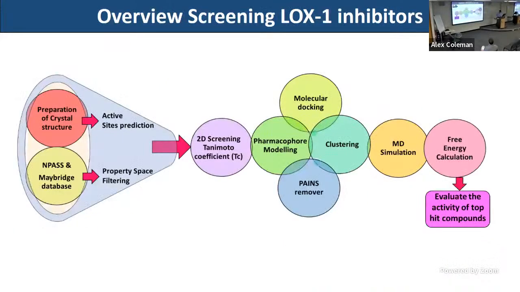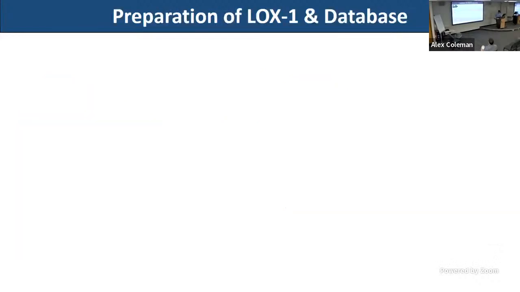So for this work, we use different screening approaches such as physiochemical property filtering, 2D screening, pharmacophore modeling, molecular docking, and PAINS remover, clustering, then MD simulation, as well as free energy calculation.